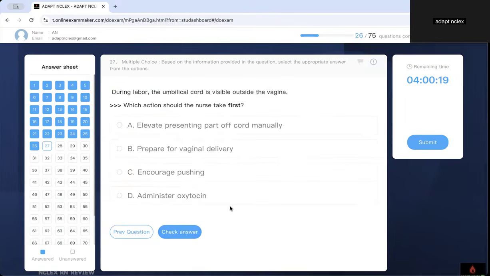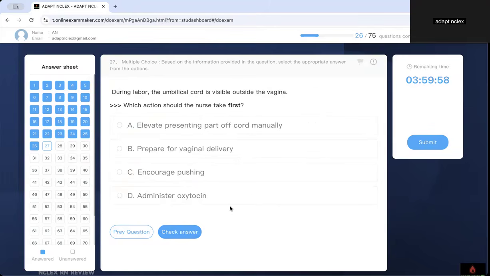During labor, the umbilical cord is visible outside the vagina. We want to prevent risks. What do you think? Which action should you take? Risk reduction: take it away and prevent further injury, right? Elevate the presenting part of the cord manually, prepare for vaginal delivery, encourage pushing, administer Pitocin.